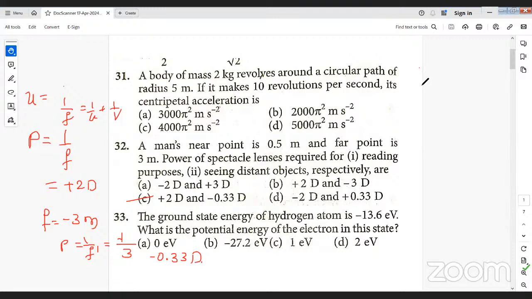Yes, going for the next question. The ground state energy of hydrogen atom is minus 13.6 electron volt. What is the potential energy of the electron in this state? Yes, what is the potential energy? The ground state.